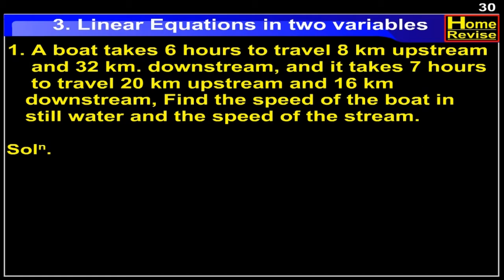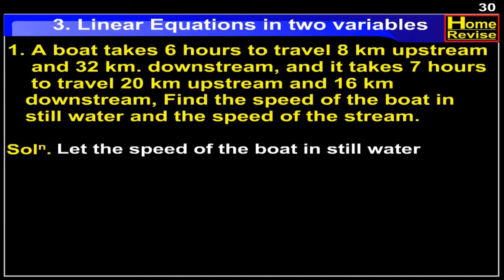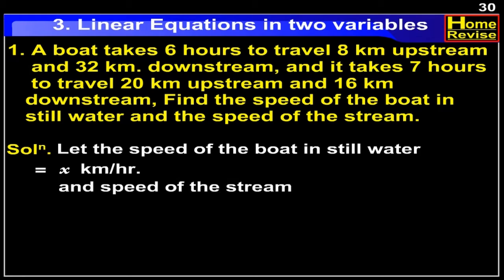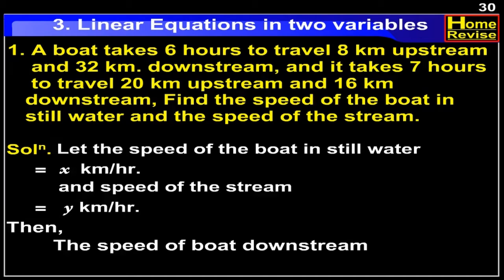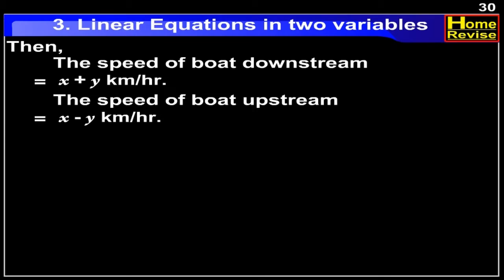Solution. Let the speed of the boat in still water be equal to x kilometer per hour and the speed of the stream be equal to y kilometer per hour. Then the speed of the boat downstream is equal to x plus y kilometer per hour and the speed of the boat upstream is equal to x minus y kilometer per hour.